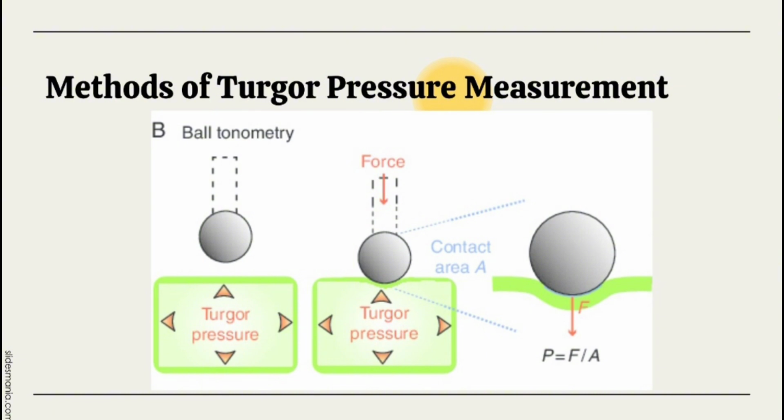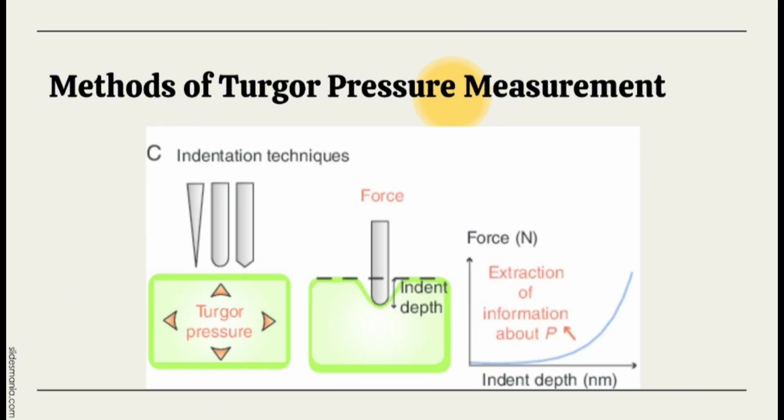So the next method is the indentation technique. Picture the plant cell as a soft pillow filled with water, representing turgor pressure. Gently press on the plant cell with a tool, like poking a pillow with your finger. If the cell is full and firm, it resists indentation, meaning it has higher turgor pressure. If the cell is losing water, it indents more easily, meaning it has lower turgor pressure.